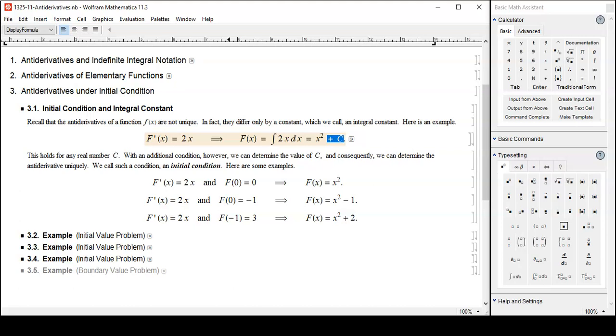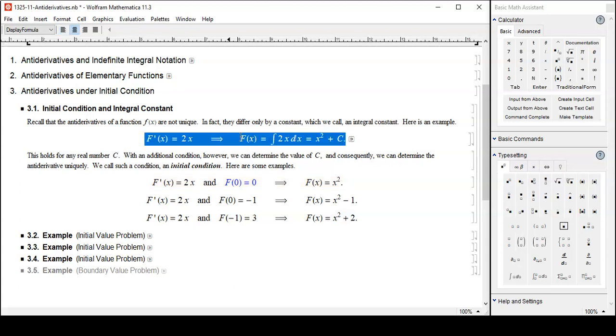This plus c will give me infinitely many solutions because the c can be anything, but I don't like infinitely many solutions. I'd like to bring it down to just one solution. How do I do that? One way to handle it is to use so-called initial condition. Here's an example. I just highlighted this f of 0 equals to 0, and this is an example of initial condition. Initially, at time 0 or at x equal to 0, the function value is 0.